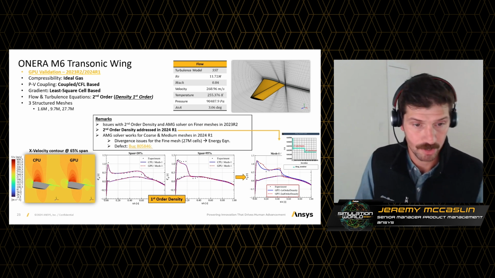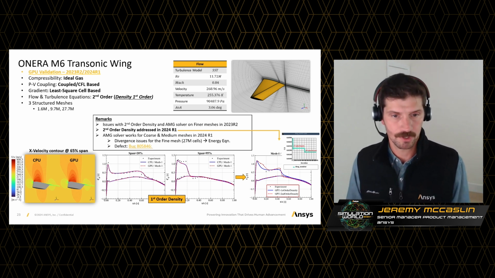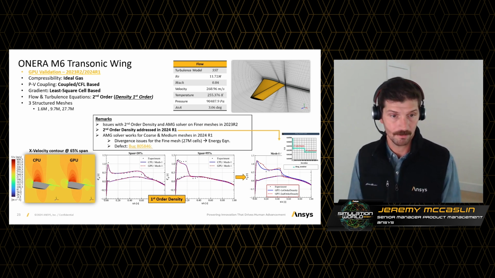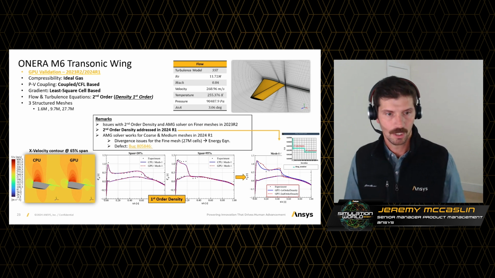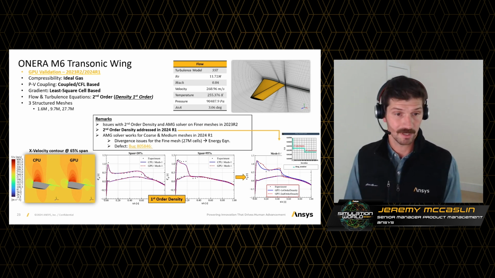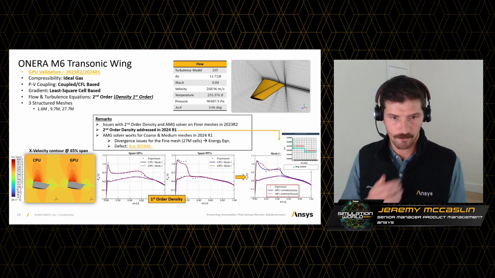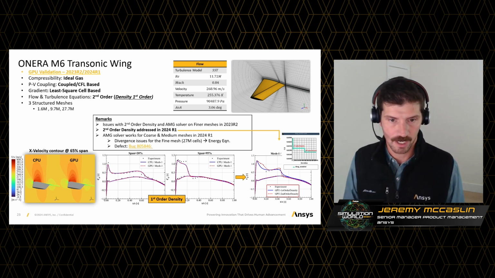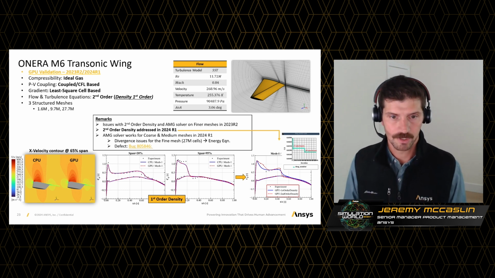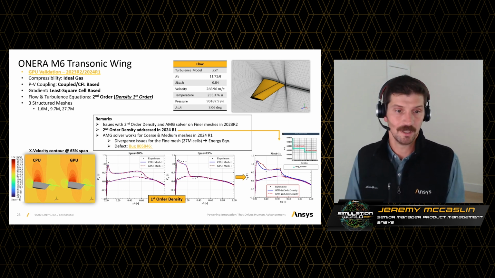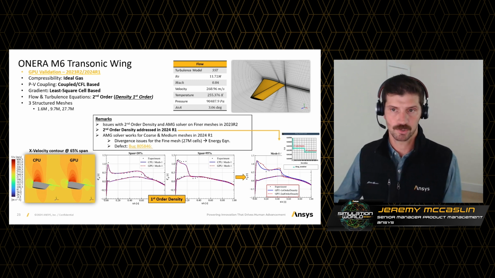And then if we look at the pressure coefficient with first order density, we have really good agreement between CPU and GPU, pretty much indistinguishable, both agreeing reasonably well with experimental data. And then in the chart on the far right, you can see that if we go from first order to second order density formulation, we see some improvement in the ability to recover the experimental trend.